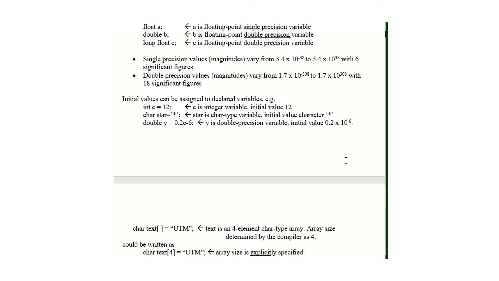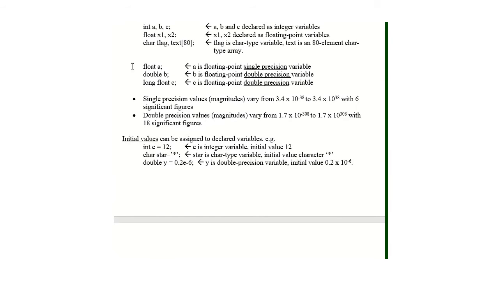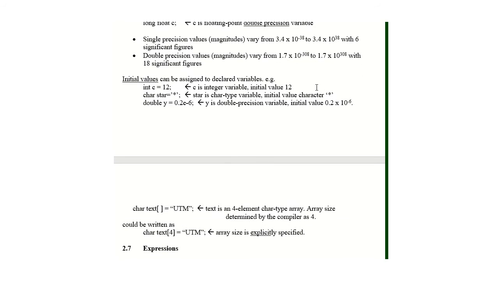When we declare variables, we can assign initial values to the variables. Here, we don't assign values to the variables. So C is an integer variable. It has an initial value which is the integer constant 12. Star is a character variable with an initial value, the asterisk, which is the character constant stored in star. Y is a double precision variable with an initial value 0.02 times 10 to the power minus 6.